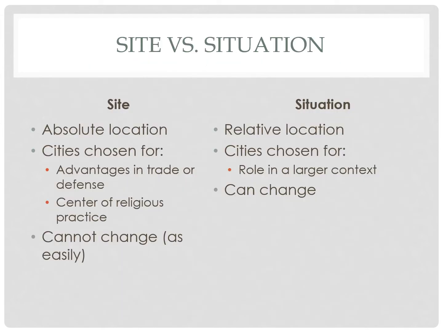And so we have to talk about things like site and situation that are important with regards to the location of cities. So we start with site. Remember, site is associated with the absolute location of a particular place. And sometimes cities are chosen for advantages in trade. Think coastal areas. A lot of big cities are located on coastal areas because of their access to trade. That's a site characteristic that's not very easily changed.